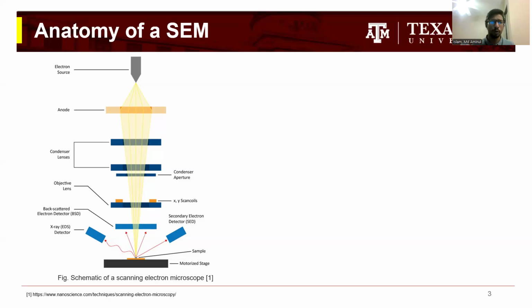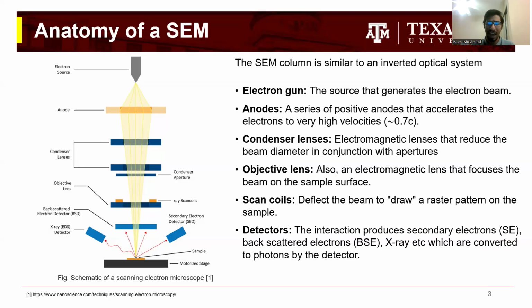For the first component, we have the electron gun that produces high energy electrons. These high energy electrons are then accelerated by a series of positive anodes. The velocity of the electron beam is nearly 70% of the speed of light. Next, we have a series of electromagnetic lenses. These can be divided into two parts, condenser lenses and objective lenses. Next, we have a scanning coil that deflects the beam of electrons to draw a raster pattern on the sample.